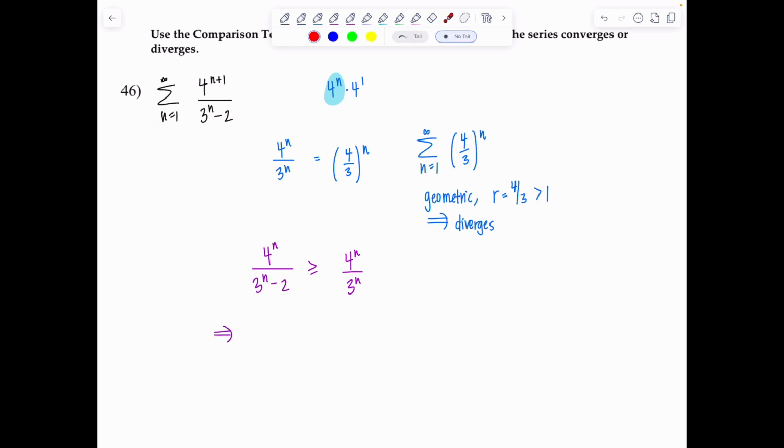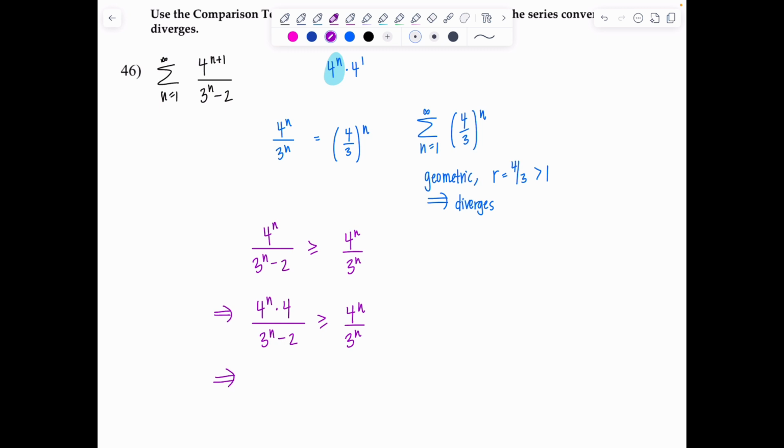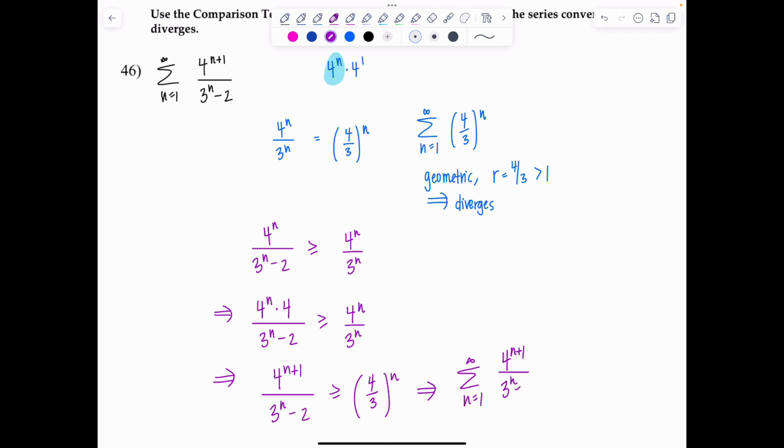Let me multiply by another 4. 4 to the n times 4 over 3 to the n minus 2 is greater than or equal to 4 to the n over 3 to the n. So then now I've shown 4 to the n plus 1 over 3 to the n minus 2 is greater than or equal to 4/3 to the n. So then I'm done. I showed the inequality that I needed. The sum, n equals 1 to infinity, 4 to the n plus 1 over 3 to the n minus 2 also diverges, not by limit comparison, but just by direct comparison.